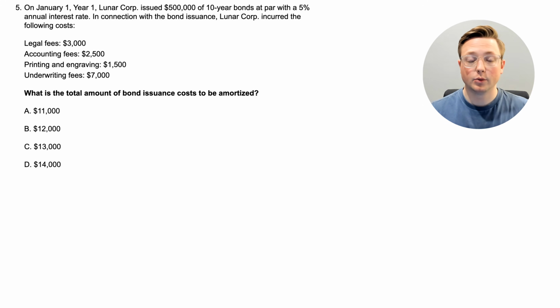So with all that, we have to figure out what the total bond issuance costs are that are going to be amortized. Now, we haven't talked about this yet in this video. If you have any idea how this works, that's great. Kind of figure it out and pause the video if you need to.